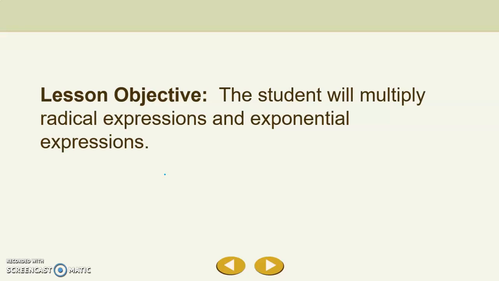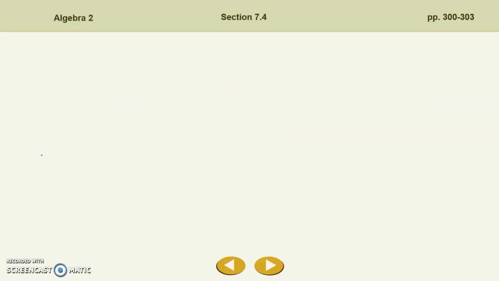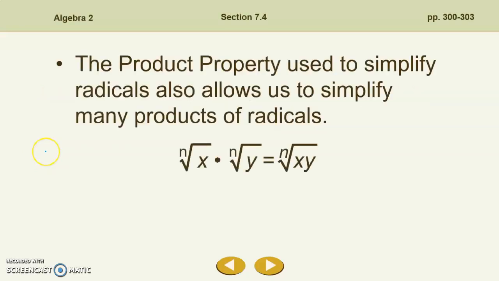Our lesson objective for today is that you, the student, will multiply radical expressions and exponential expressions. In the previous lesson, we learned how to add and subtract like radicals and like exponents. Now we're going to multiply those radical and exponential expressions. I mentioned it already, but the product property is used to simplify radicals, and it also allows us to simplify many products of radicals.